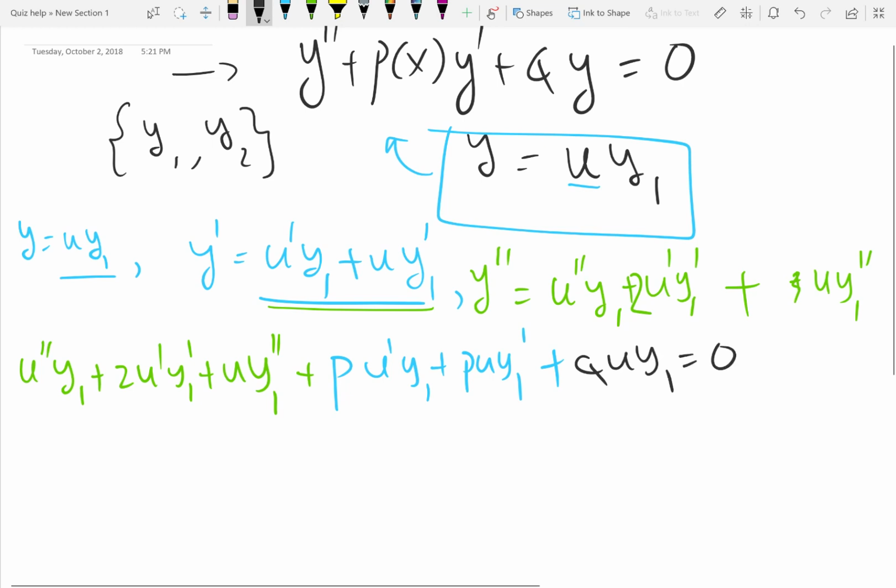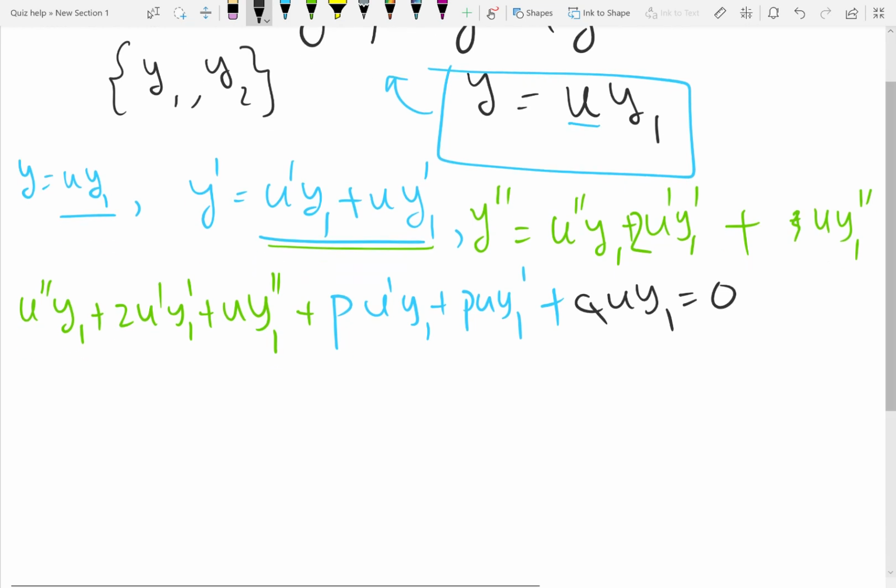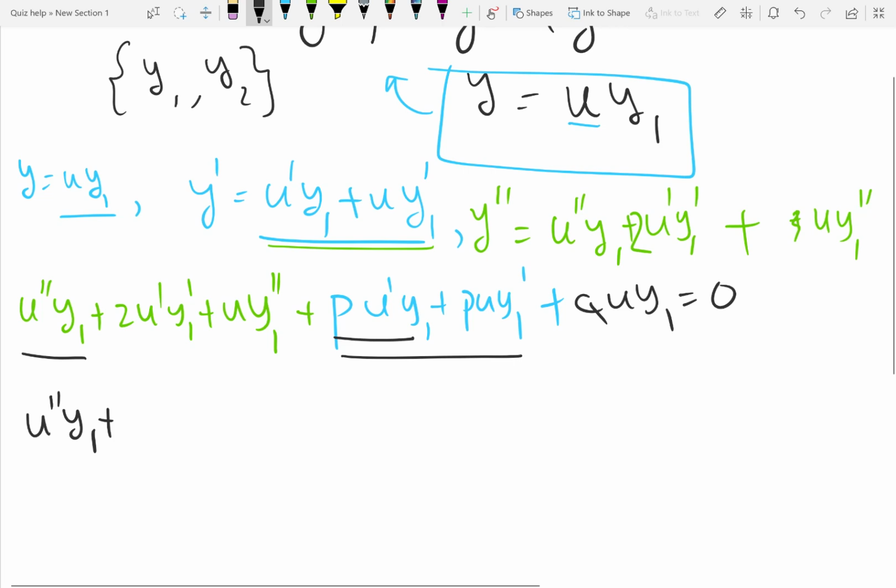Good. Now what we are going to do is some algebraic tricks. First thing, I'm going to regroup them. Let's find the u double prime terms. So the u double prime term is this: u double prime y1. Let's find the u prime terms next. The u prime terms are, well, these two. Oh no, not these two. This term and this term, right? p u prime y1 plus 2u prime y1 prime.